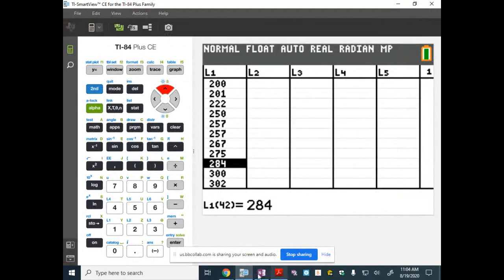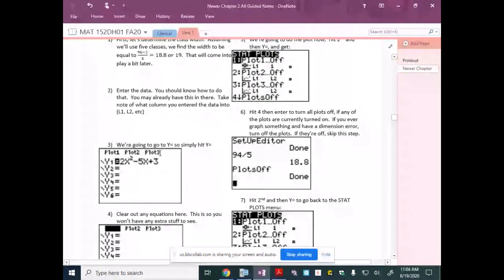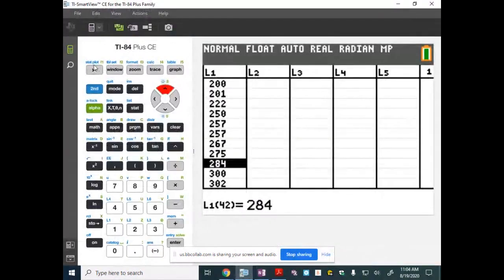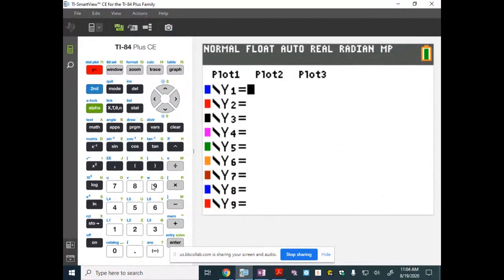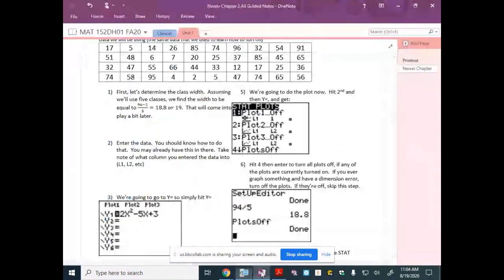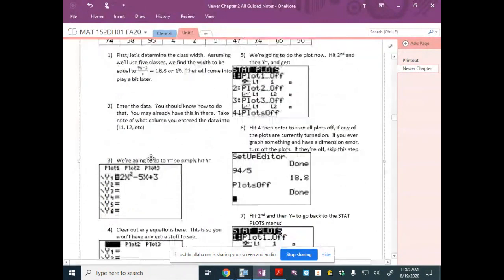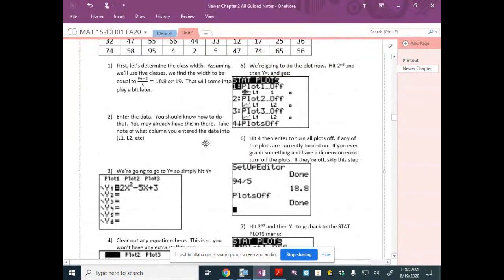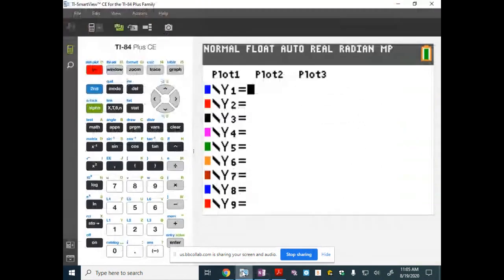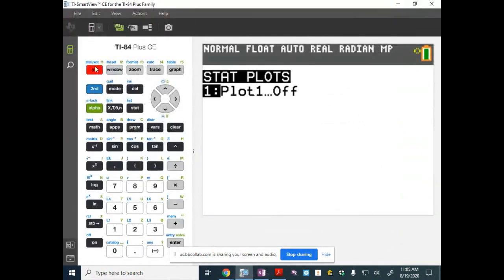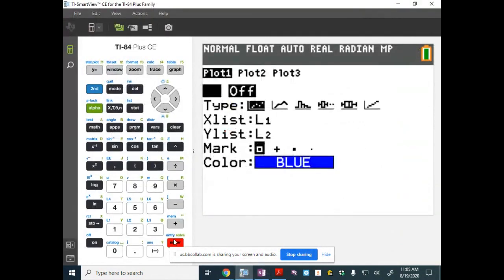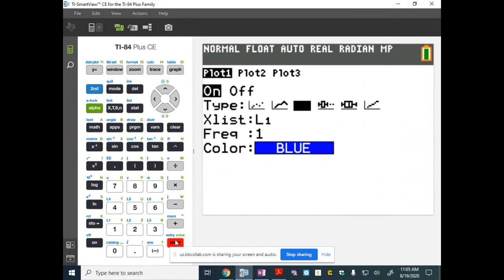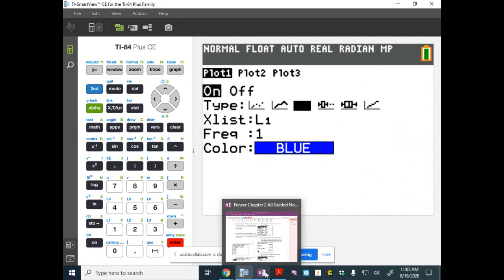So what we'll do here is, first off, I'm going to go to Y equals and make sure all these are clear. Now, we're going to do the plot. So we are going to hit second and stat plot. We're going to choose plot 1. We're going to turn it on, and we are going to choose the histogram. Now, X list is L1 and the frequency is 1.